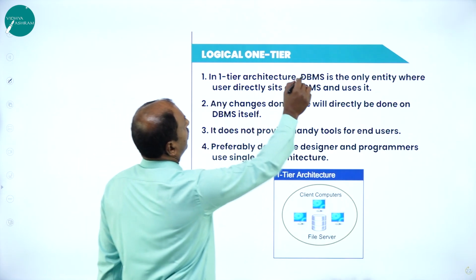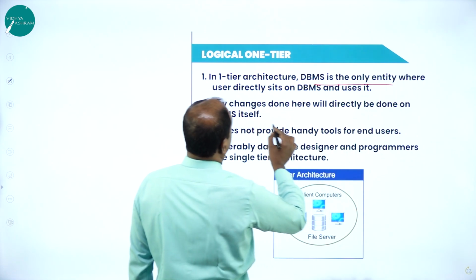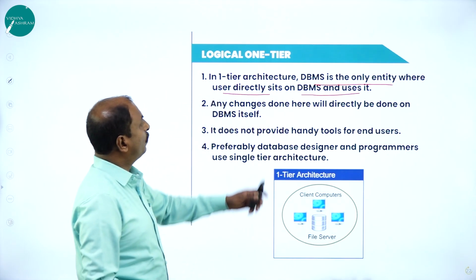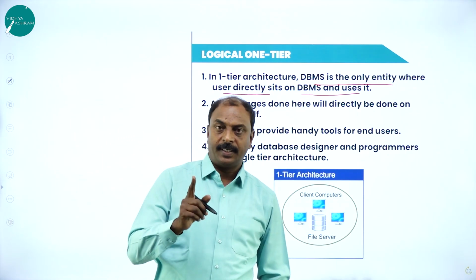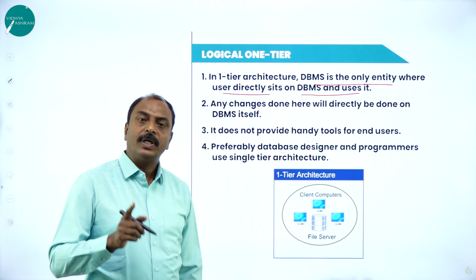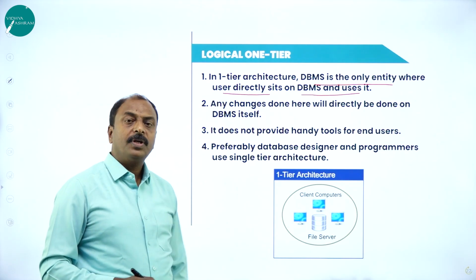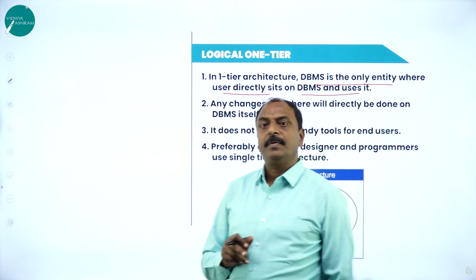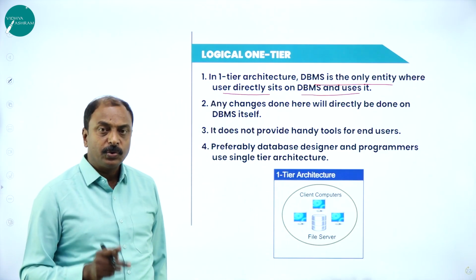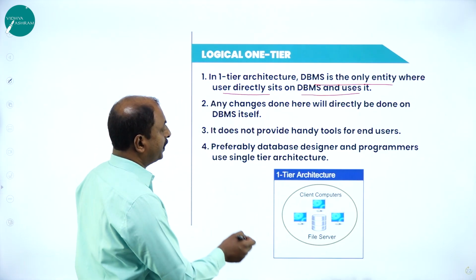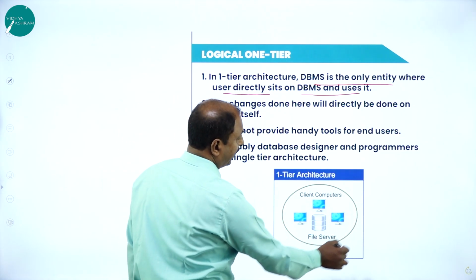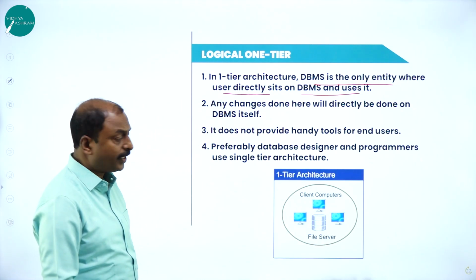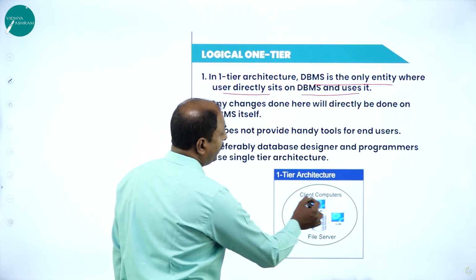Here, the DBMS is the only entity, where the user directly sits on the DBMS. What is the meaning of this? There is only one layer. It is a one layer or one tier architecture where we have only the database. The database is in one layer, and the same database is used by the users. Look at the diagram here: these are the computers, and this is the file server, the only one server, accessed by 3 different users.